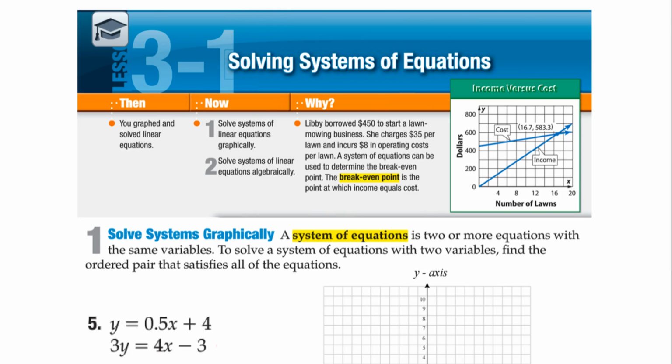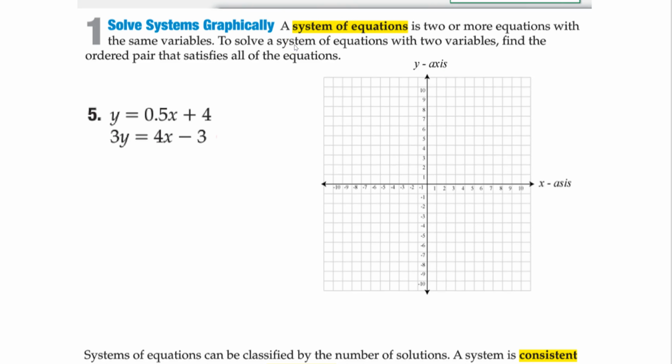3-1, solving systems of equations. This lesson's all about different ways to solve a system of equations. So let's go. First way is solve a system by graphing.